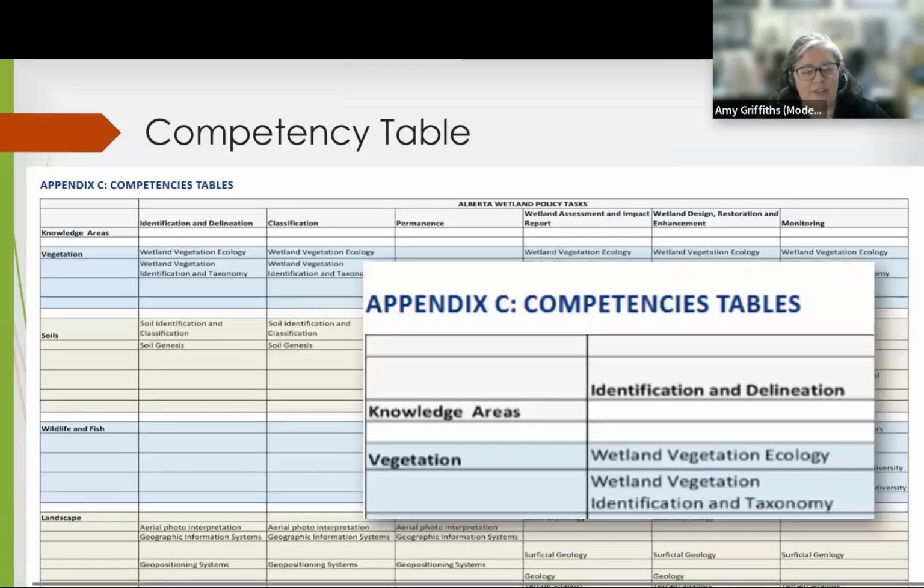Okay, so this is what Appendix C looks like. It's a competency table, and once we're done this authentication poll, we're going to add another poll to ask about your skill sets, where you fit in all this. The competencies were itemized per directive or task, so you can see that here in the table as column headings. Within each task or column, there were competencies that were grouped based on knowledge areas and skill. So for example, you can see in the little blow up there that for identification and delineation, the authenticator or their team must have wetland vegetation identification and taxonomy skills.